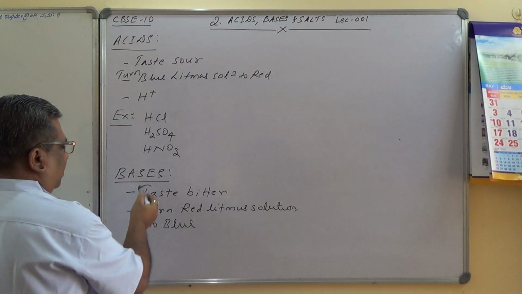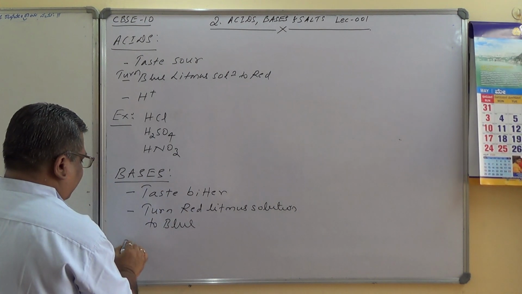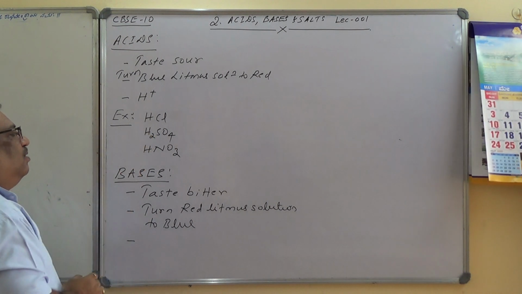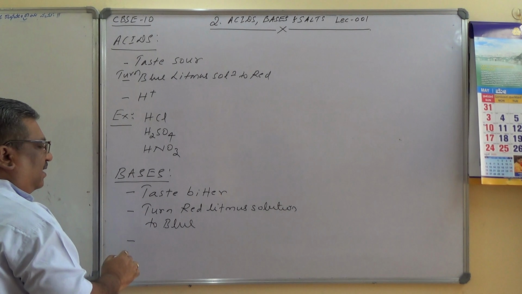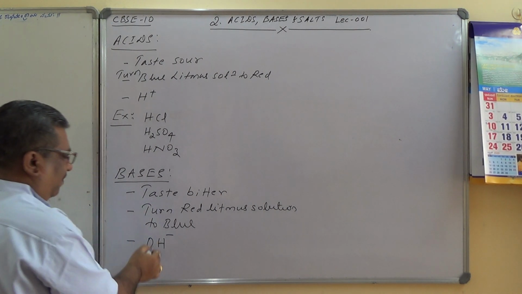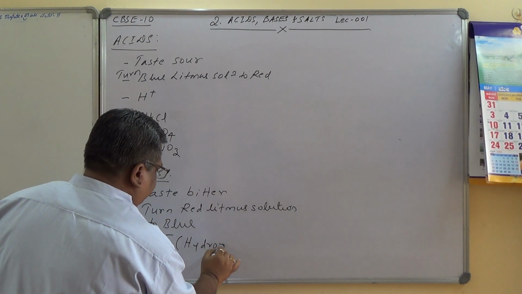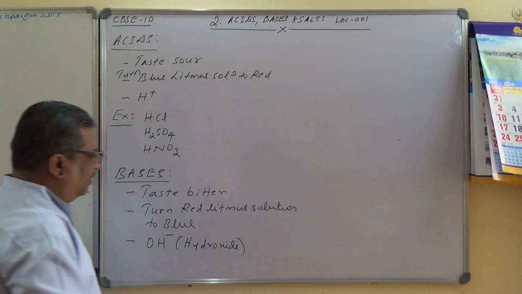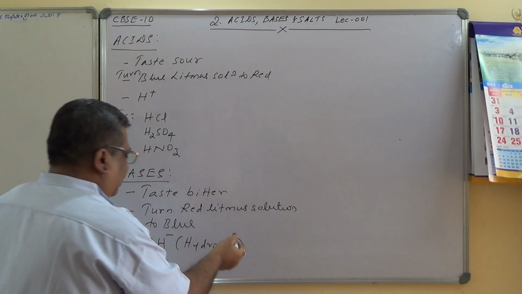So bases, they taste bitter, they turn red litmus solution to blue, and also in aqueous solution, bases are the substances which release hydroxide ions as the only negatively charged ions. Hydroxide ions are represented by OH minus ions. These are called hydroxide ions, the only negatively charged ions in aqueous solutions.